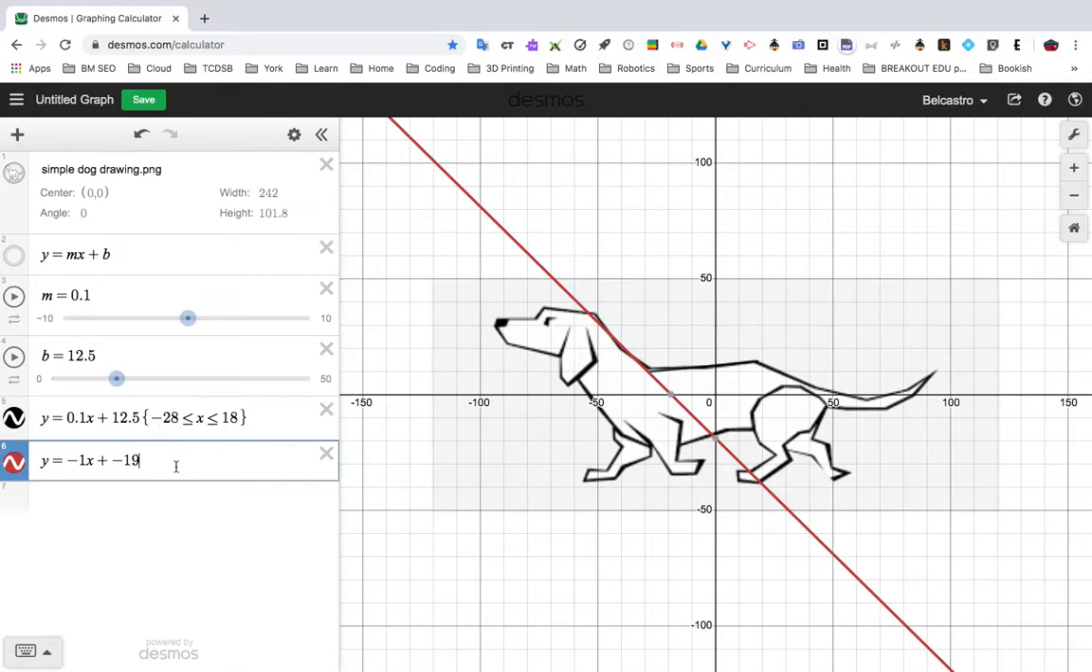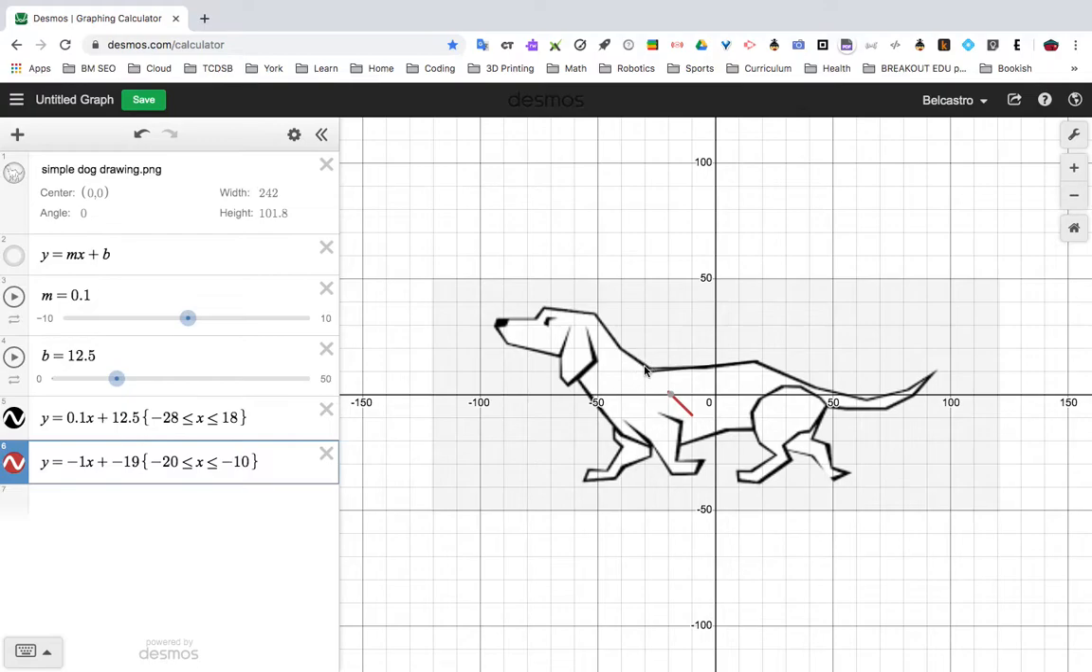And then again, I would attach the domain and range to it. I'm going to assume it's at negative, we'll say negative 20 and negative 10. Let's see what that gives us. That makes no sense, of course. That number has to be smaller than that one. There you go. Okay, so not quite the right range.